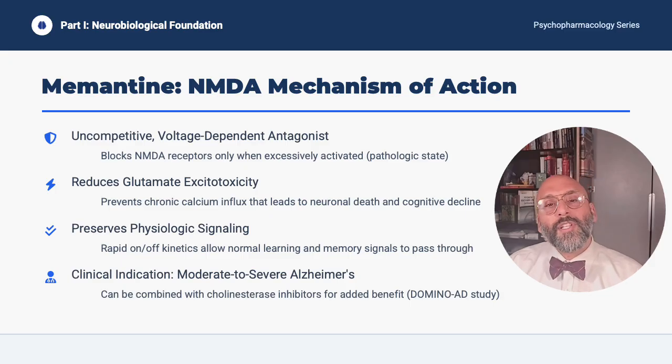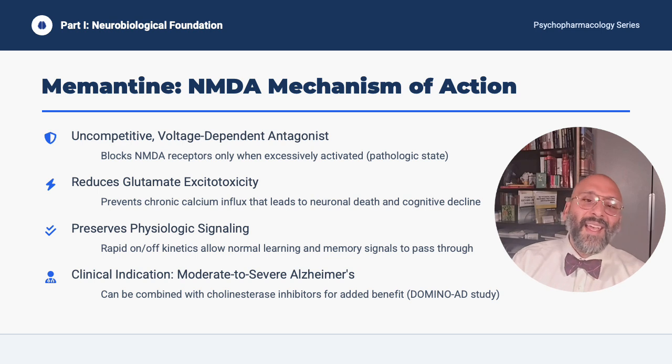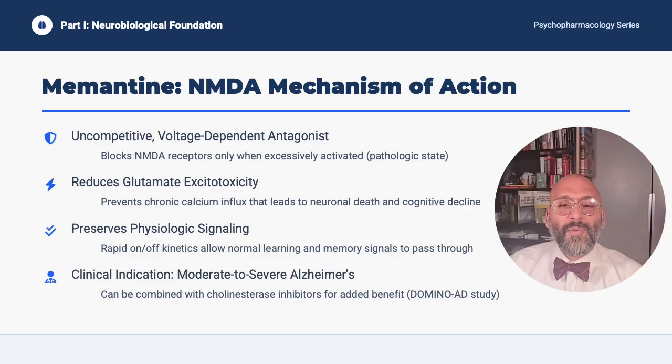Instead, it acts as a voltage-dependent, uncompetitive NMDA antagonist, which is a very precise way of saying it only blocks the receptor when it's pathologically overactive. In normal synaptic firing, those brief phasic signals that underlie learning, memantine disengages quickly and allows signaling to pass through. But in disease states where glutamate tone is persistently elevated, memantine sits in the channel and prevents chronic calcium influx. So clinically, this means we're not reversing Alzheimer's disease. We're slowing downstream injury and preserving remaining neural networks by buying functional time.